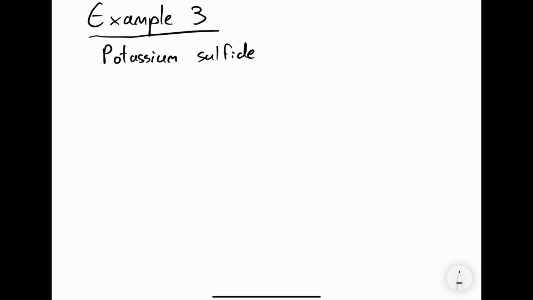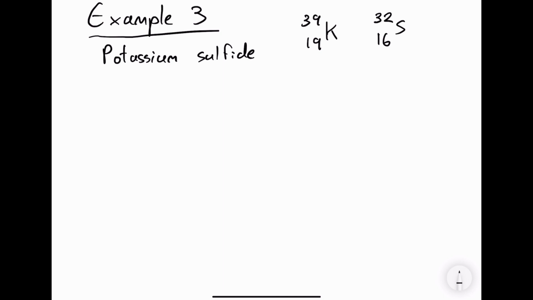The last example that we're going to look at is potassium sulfide. Now, potassium has an atomic number of 19 and a mass number of 39, and sulfur has an atomic number of 16 and a mass number of 32.